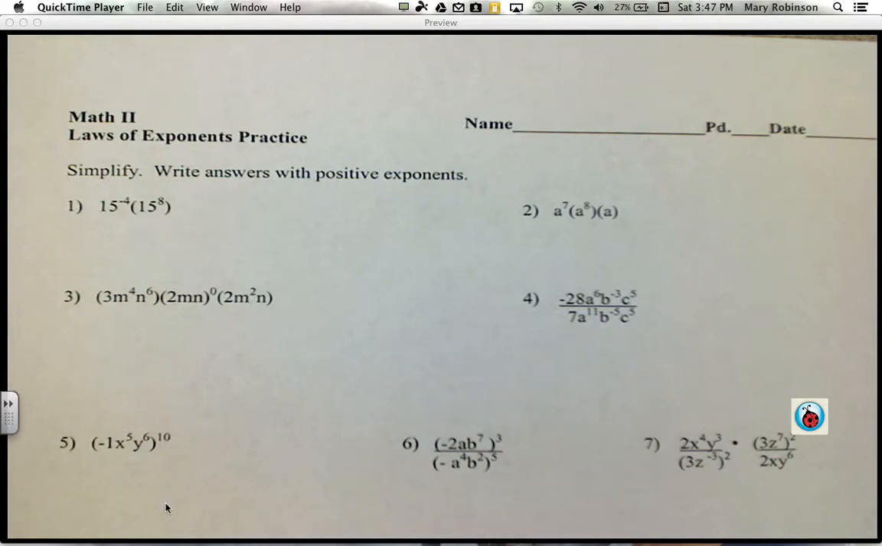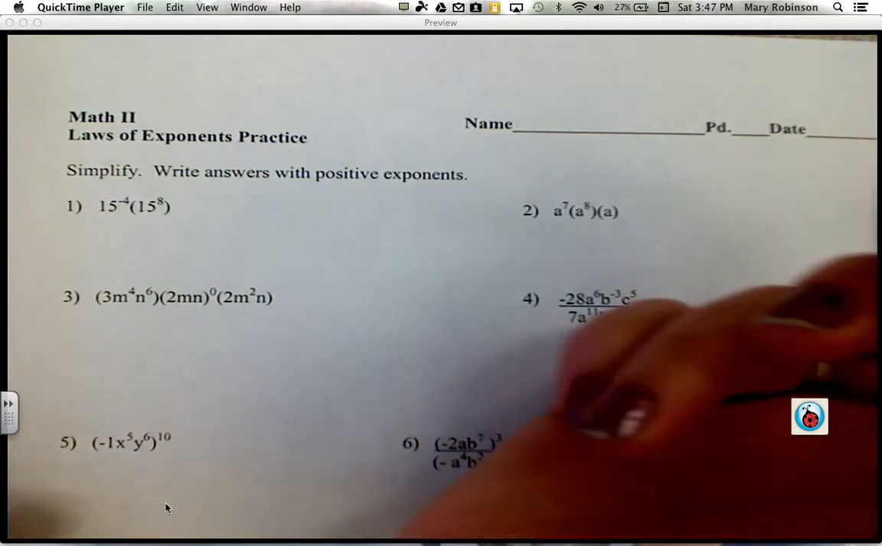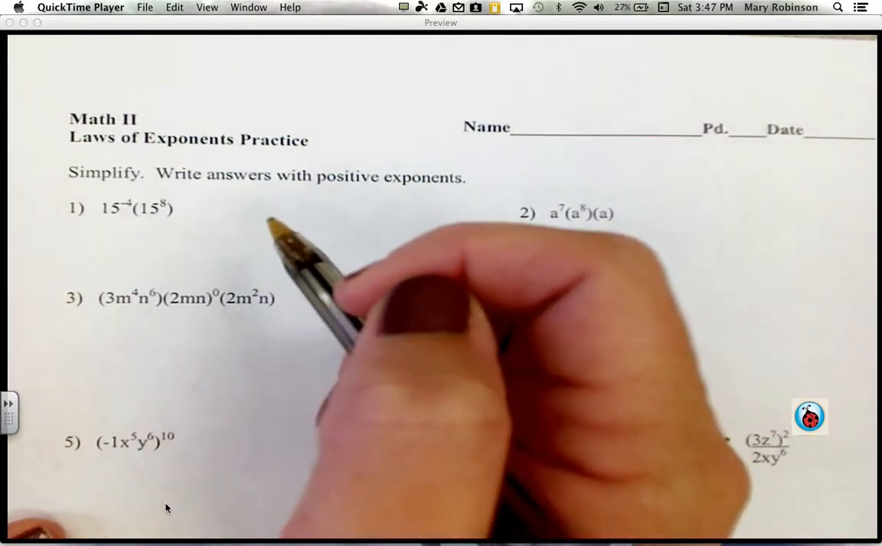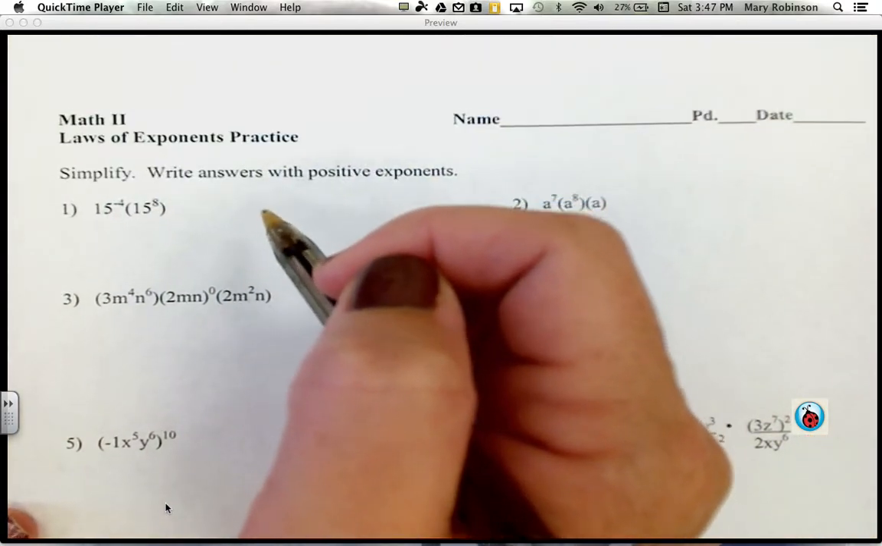Hi students, I'm going to go ahead and take time now to go over your homework answers with explanation so you'll understand how to apply those laws of exponents that you've been reviewing.